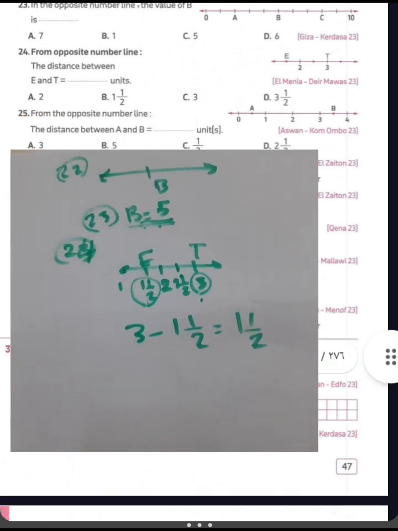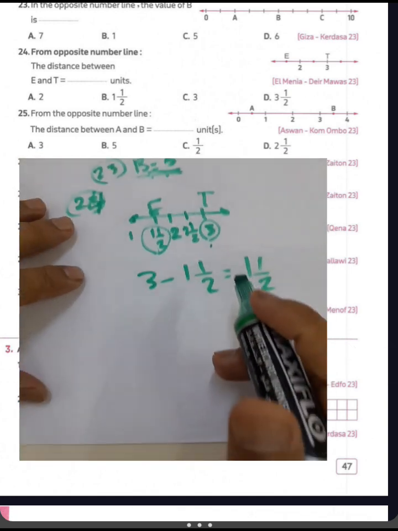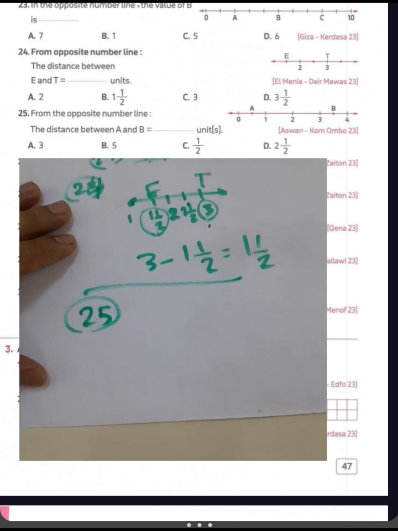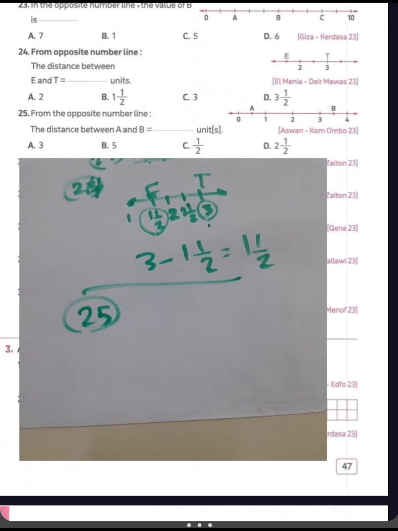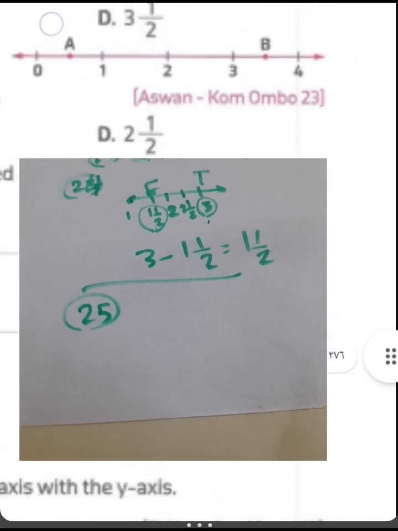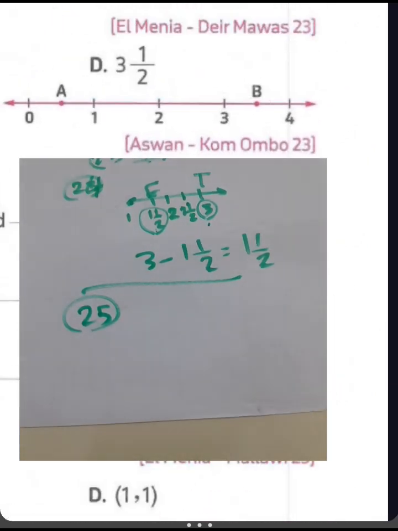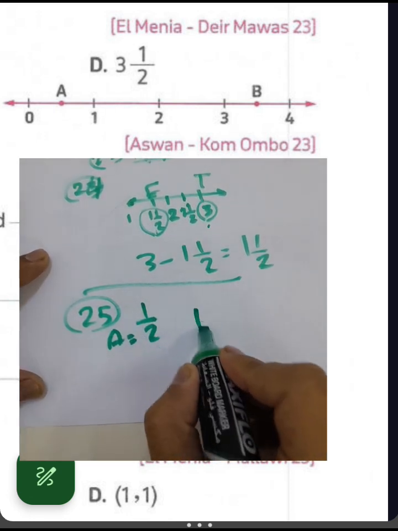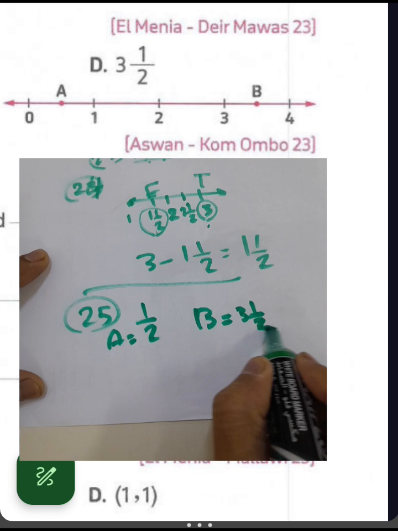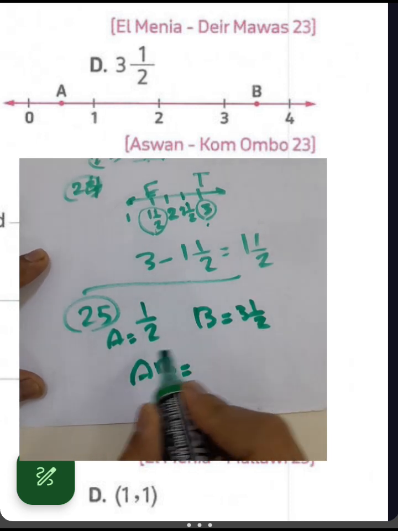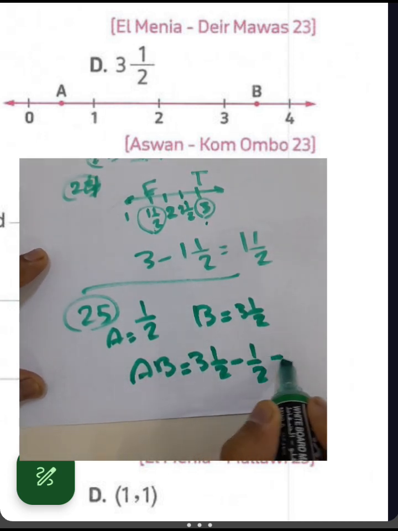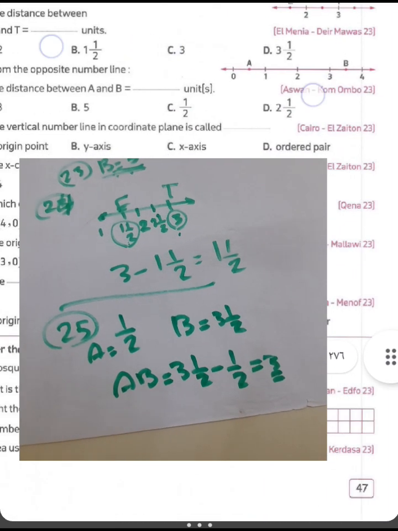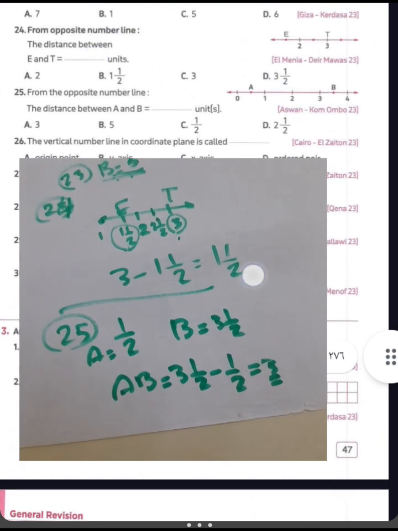Question 25. From the opposite number line, the distance between A and B equals what length? Pay attention, we have A and B here. A equals a half because A lies between 0 and 1. And B lies between 3 and 4, it will be 3.5. Then the distance between A and B, find the difference between them. 3.5 subtracted by a half. The result will be equal to 3. Choose this letter A.